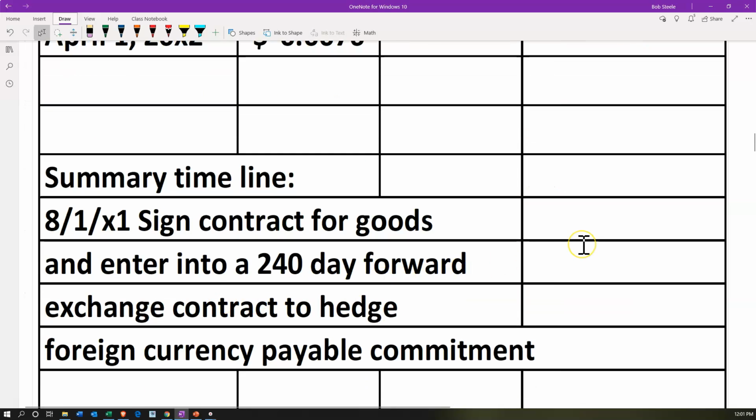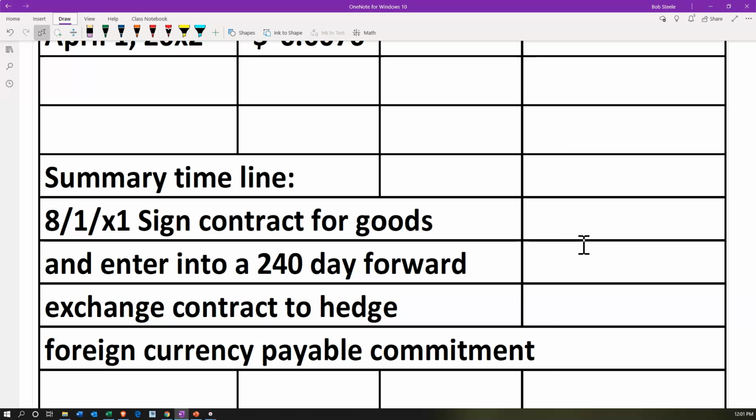Summary in the timeline, just one more summary on this timeline. On 8/1/X1, sign a contract for goods and enter into a 240-day forward exchange contract to hedge the foreign currency payable commitment. So those two things happen at the same time, but you can think of them as basically separate things, even though one is done in part because of the other, in part because of a hedge of the other.